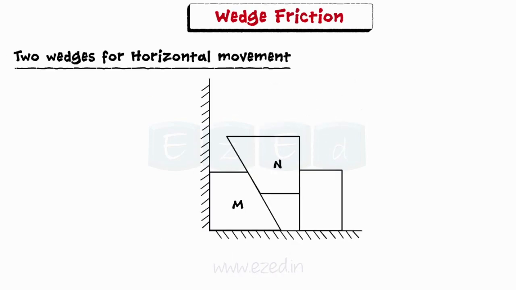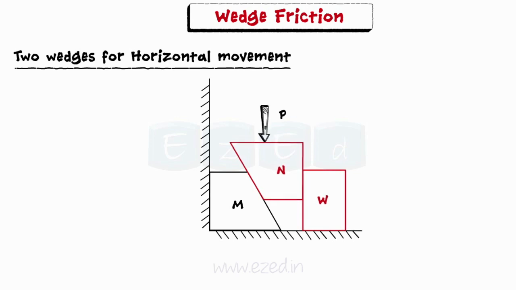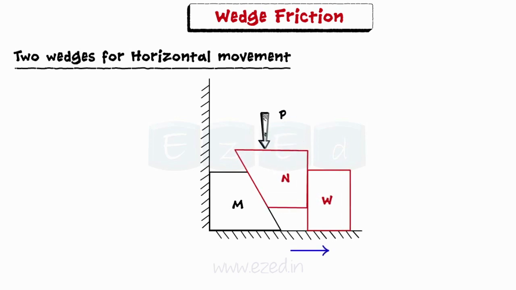Consider the diagram shown alongside. Here, two wedges are used in combination to cause a small horizontal movement to the heavy block of weight W. Force is applied to wedge N, pushing it down, thereby causing horizontal movement of the heavy block.